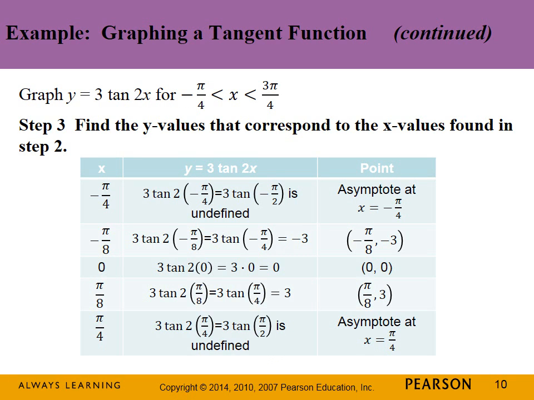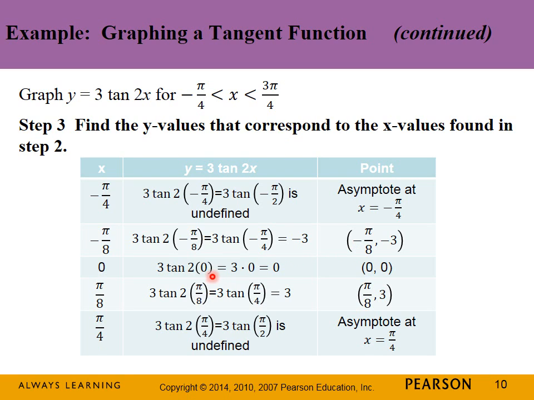So you see those 5 x values, and when you plug them into the tangent function, the first one, negative pi over 4, the tangent of negative pi over 2 is undefined, so that's going to be our first vertical asymptote. The second one, when you plug in negative pi over 8, that gives you 3 times the tangent of negative pi over 4. The tangent of negative pi over 4 is negative 1. And so that makes this negative 3, so we have a point at negative pi over 8 comma negative 3.